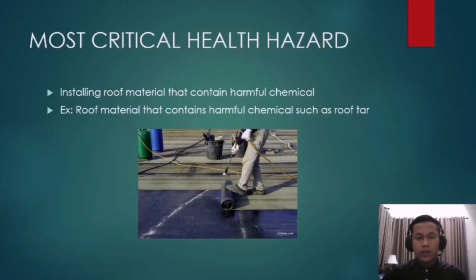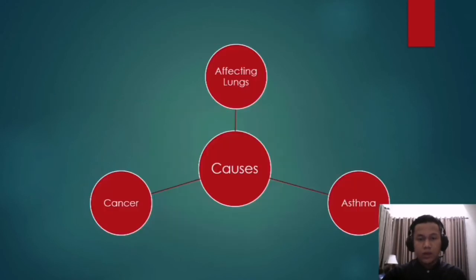Now for the most critical hazard, based on the hierarchy table that we proposed before, the most critical hazard is installing roof material that contains harmful chemicals. For example, roof material that contains harmful chemicals such as roof tar. This is a picture of roof tar. The effects of using roof tar are, first, affecting the lungs; next, it can cause cancer; and the last one, it can cause asthma.